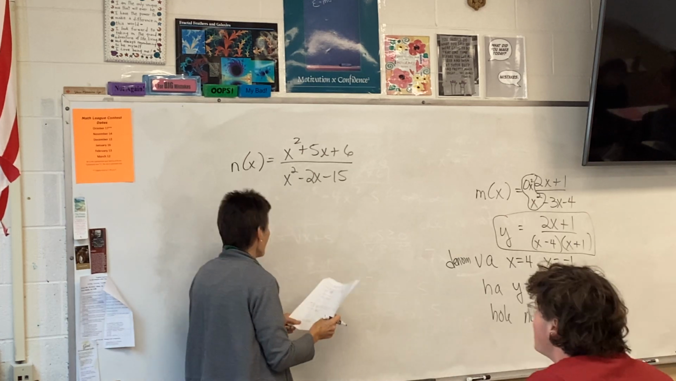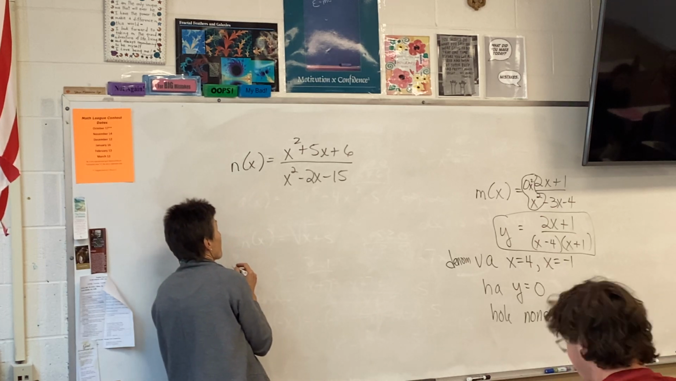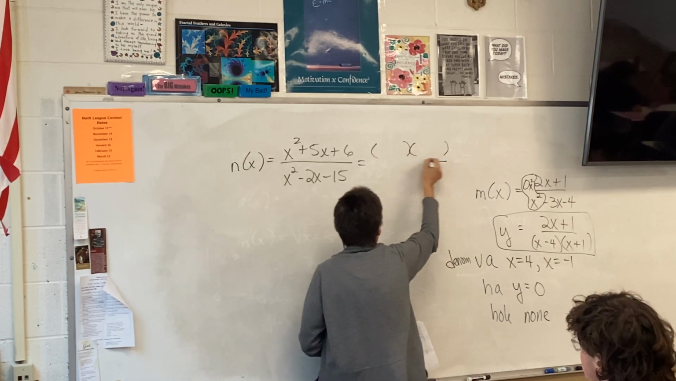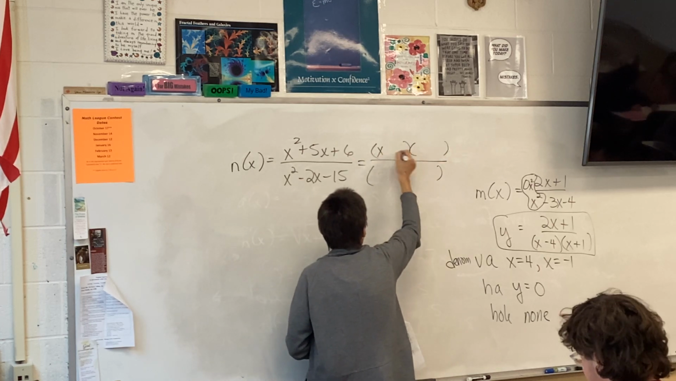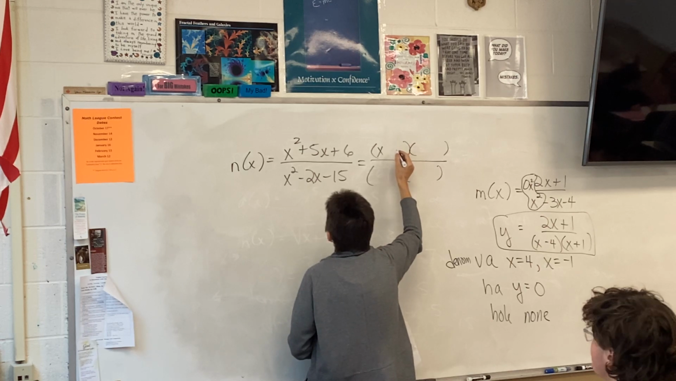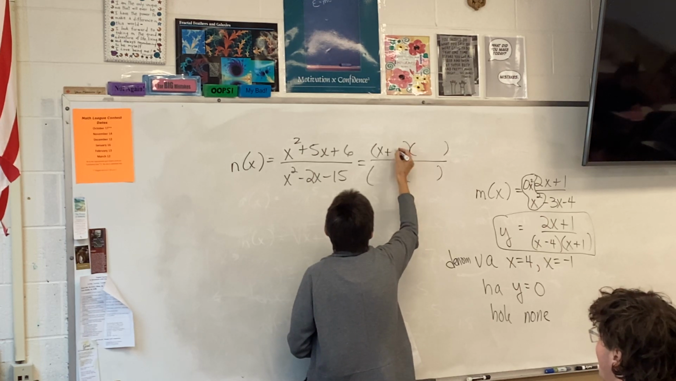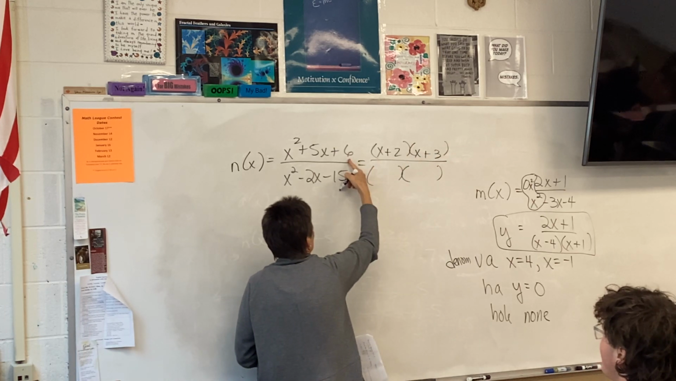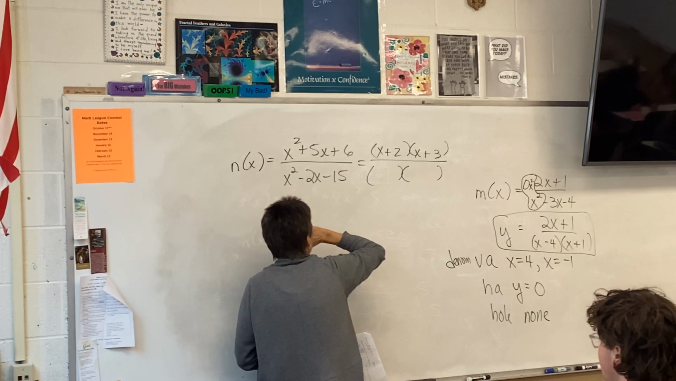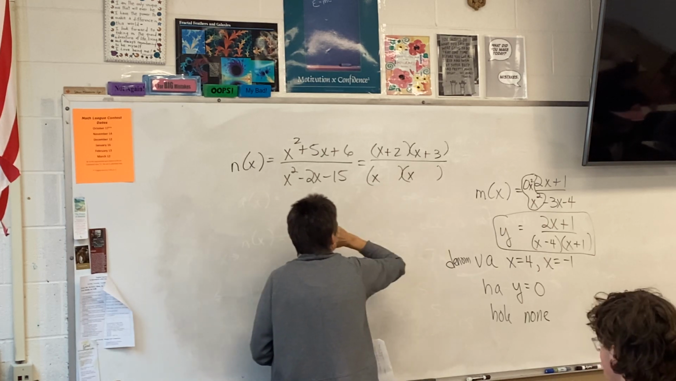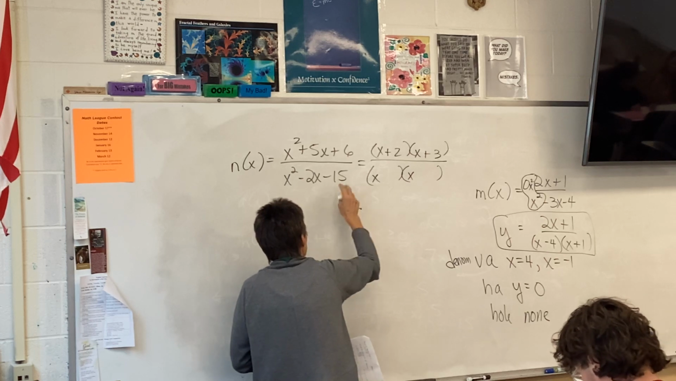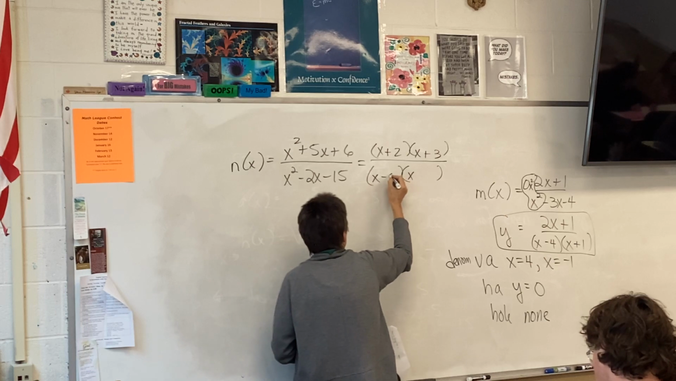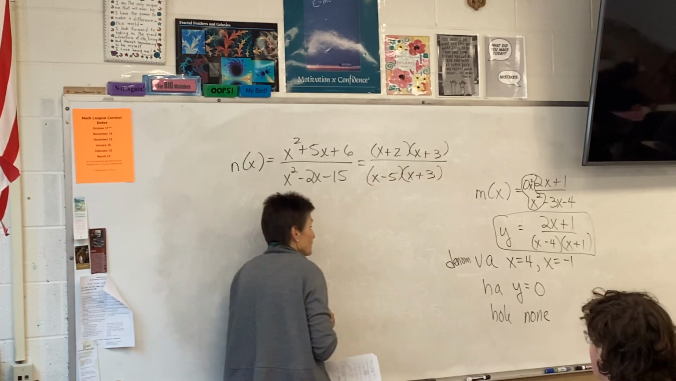Okay, all right, here we go. Next one, what do you think we ought to do here? Factor it, okay. How does the top factor? X plus 5 and X plus 1. No, need 2 and 3, because they have to multiply to give me 6. And how about the bottom? They have to multiply to give me negative 15. Minus 5 plus 3, very, very good.